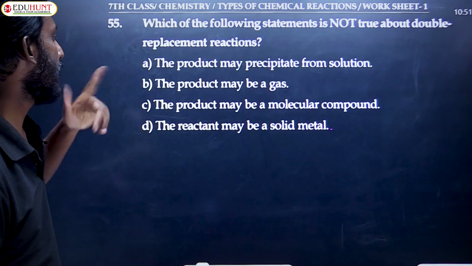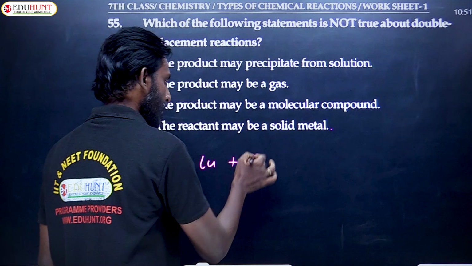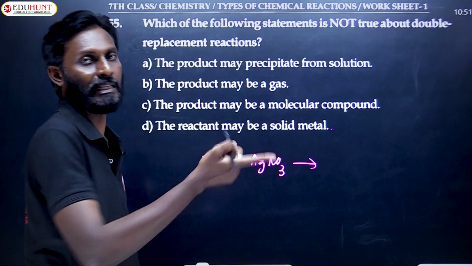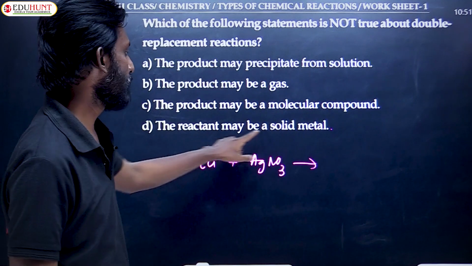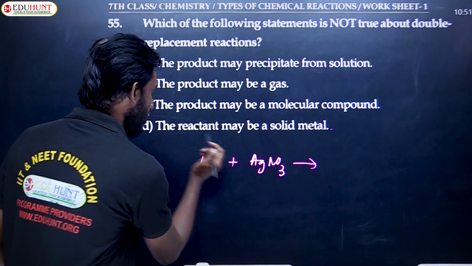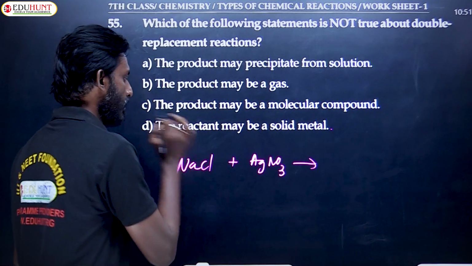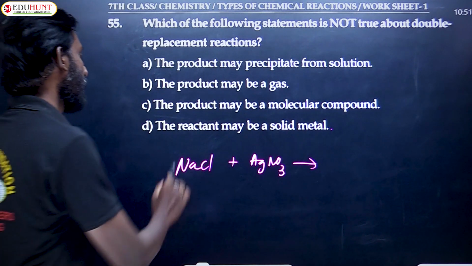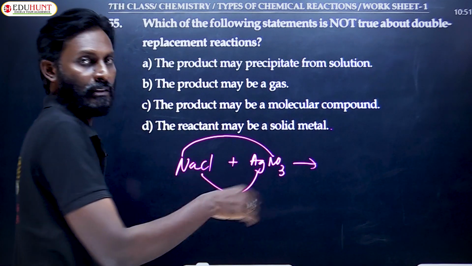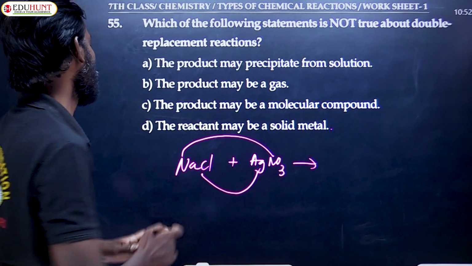No, in double displacement, see, if one of the reactants is copper and another is NO3 minus, it comes under single displacement. So the reactant may be solid metal? No. For it to be double displacement, on both sides we have to take compounds. Okay, now Na plus exchanges with NO3 minus and Ag plus with, so then only it will be double displacement. Okay, not true is this one.